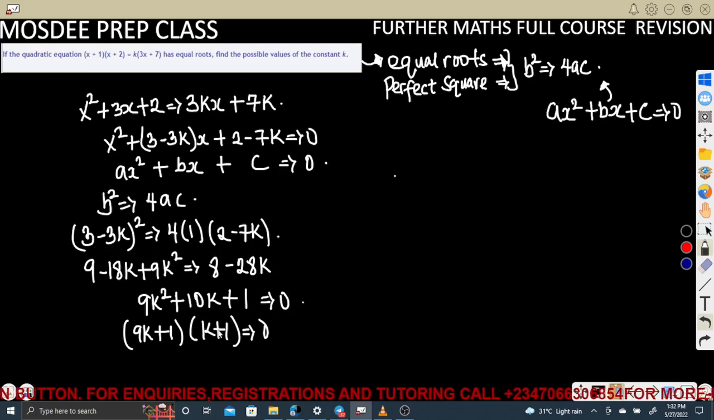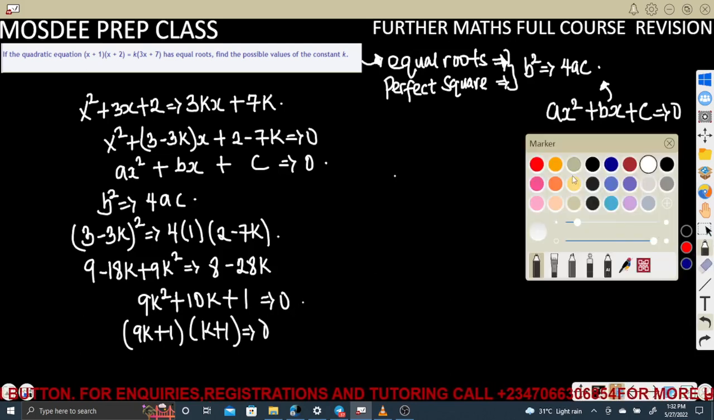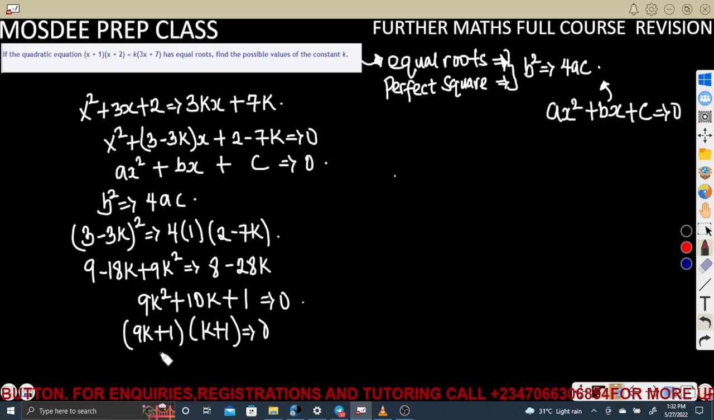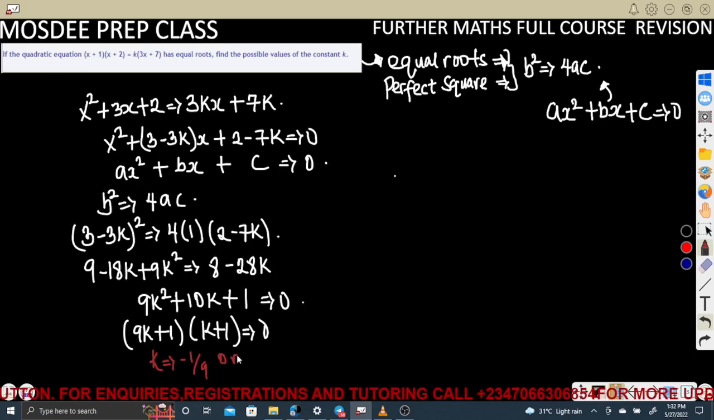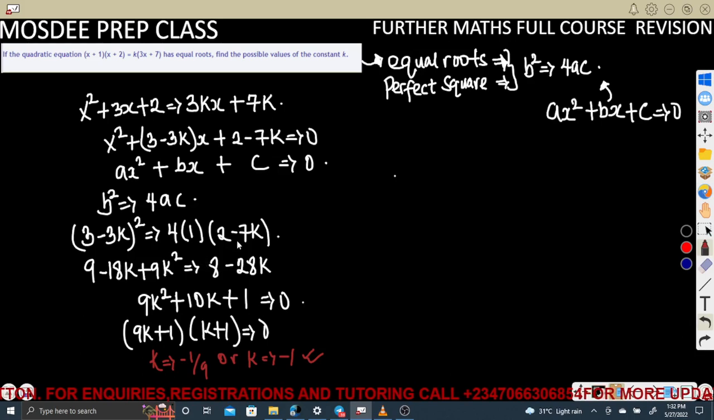It's very important. So getting the final answer from here, guys, the final answer would be k equals negative 1 over 9, or k equals negative 1. The two answers are very important because a quadratic equation is generally going to have two solutions. So it is important for teachers to understand and bring it in the simplest form for their students so that they can focus more on factorization. I think a further math student should be able to factorize without any further problem.